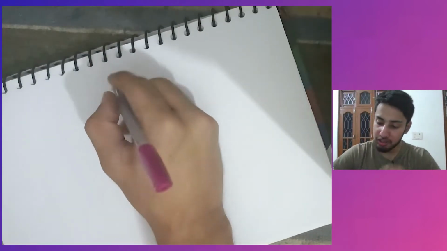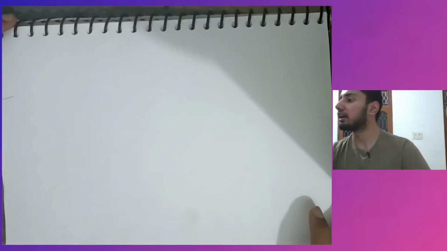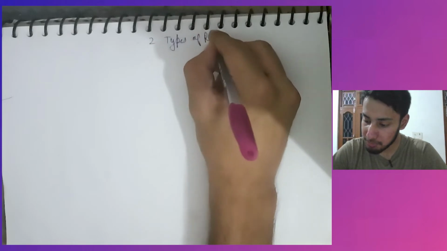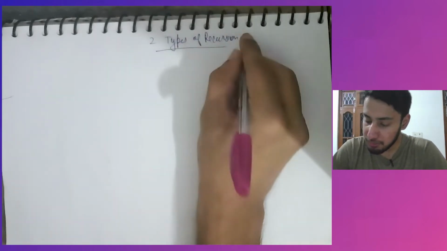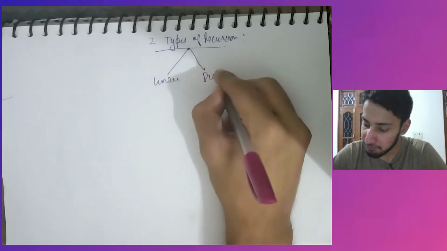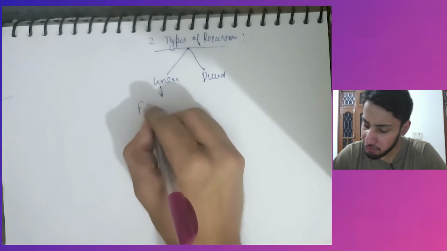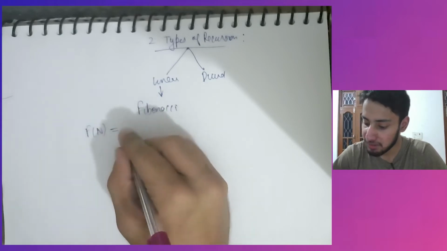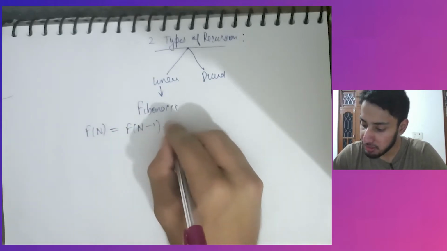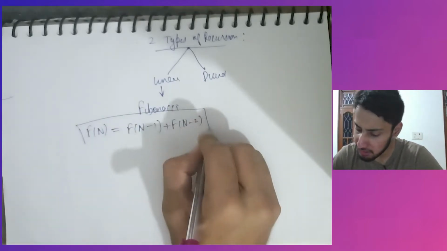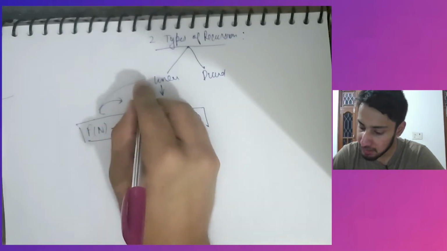Okay, sorry for that. Now remember, there are actually two types of recursion. The first type is linear and the second is divide and conquer. What is linear? Linear is basically like the Fibonacci series. Remember when we used to write Fibonacci of n equals Fibonacci of n minus 1 plus Fibonacci of n minus 2? This is the linear type.